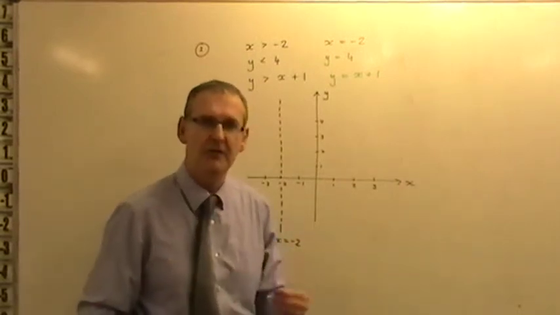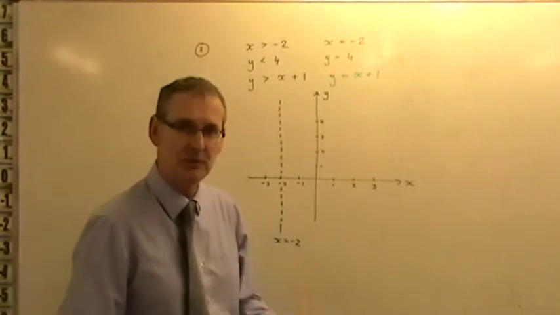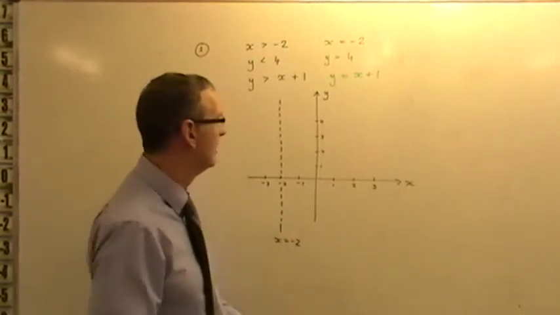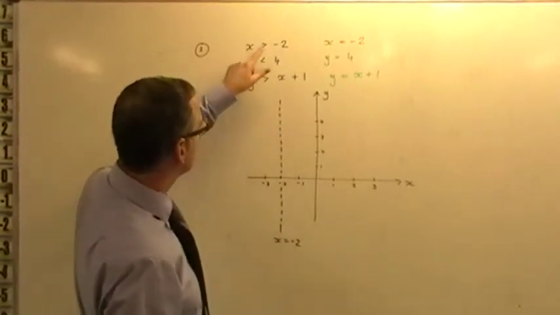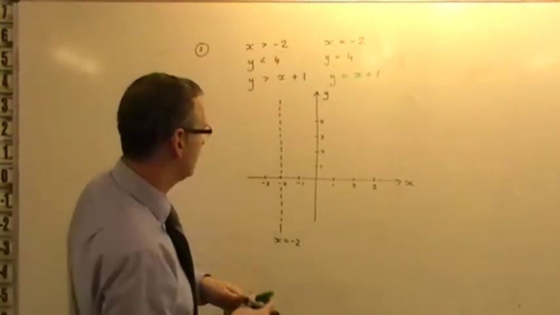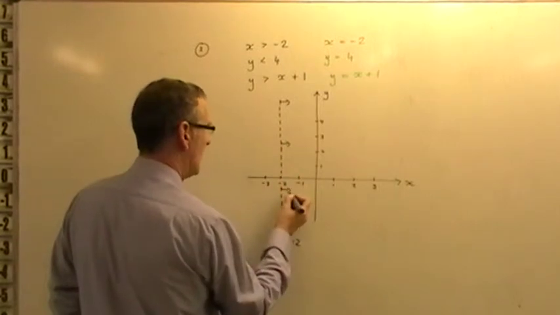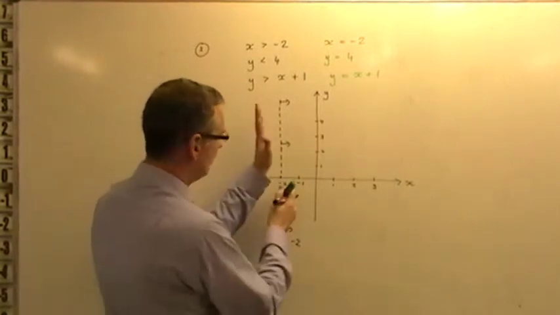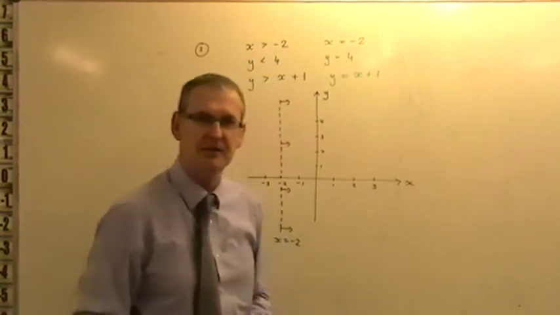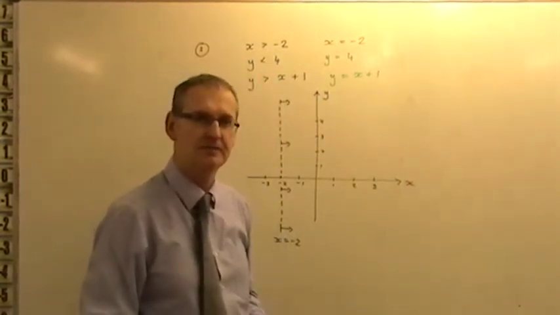Every point on that line has an x coordinate equals minus 2. What I need to show is all the places with x coordinates bigger than minus 2. So I need to draw arrows going to the right. So everywhere to the right is going to satisfy that starting condition.